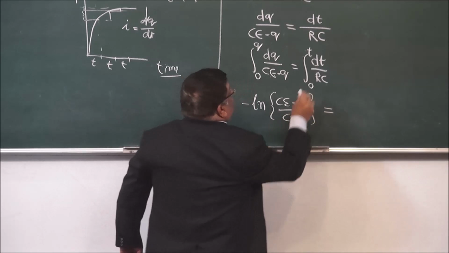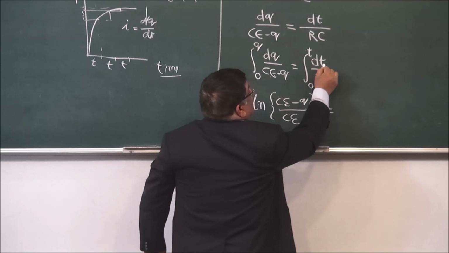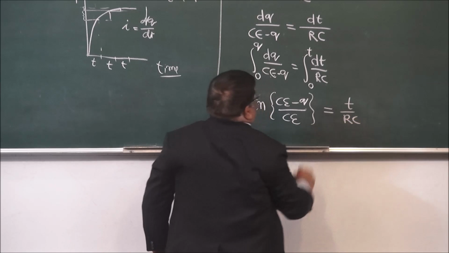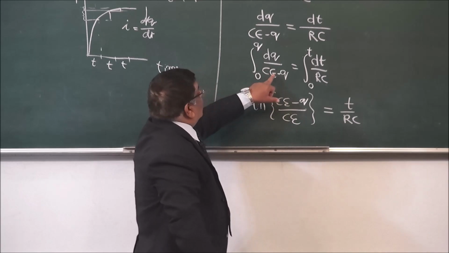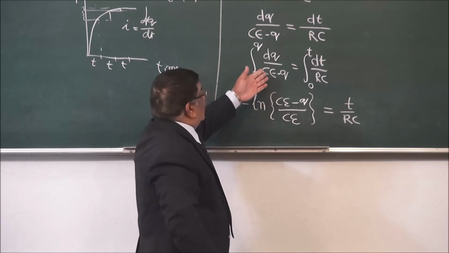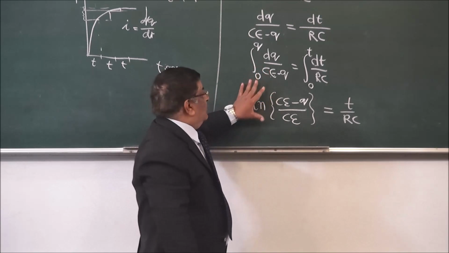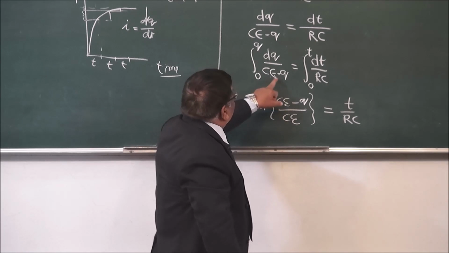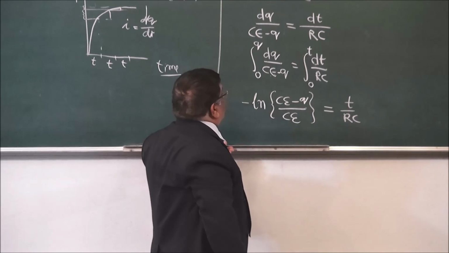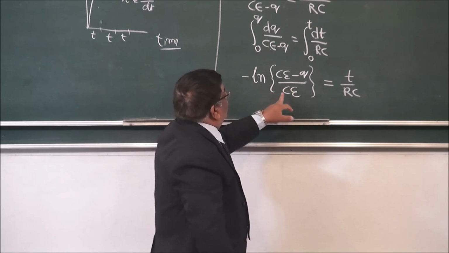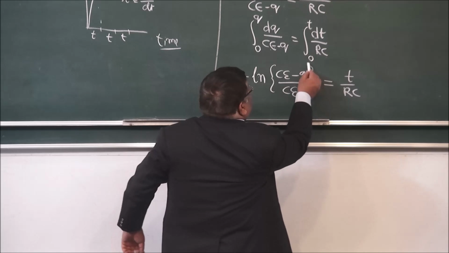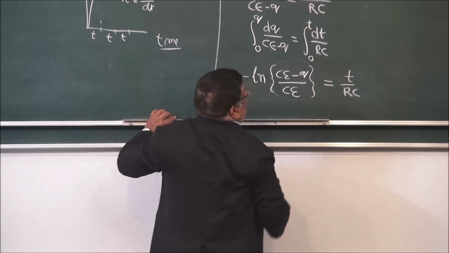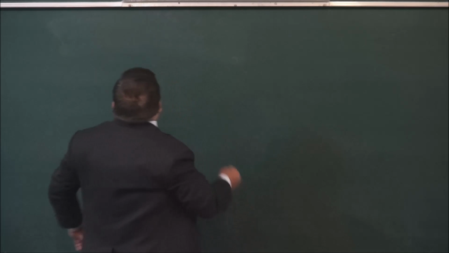This is equal to, this is integration of dt is t, and that will be t minus 0, which is t upon RC. This integration is a double-step integration, and your mathematics teacher can help you out, or you can find out yourself by the replacement method. Okay, so log of this is equal to this. Now we know that if we take the antilog of the two, then this quantity is e to the power this. So first let us transfer the minus sign here.